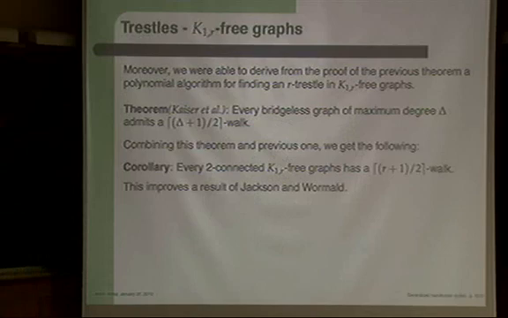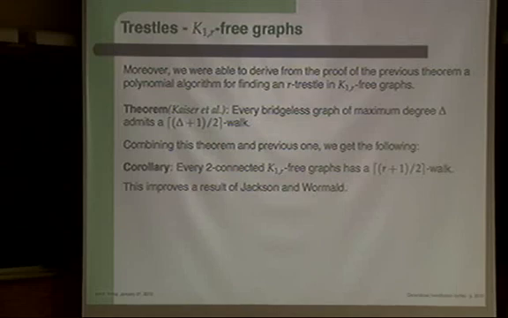And that's my last slide, on the connection between trestles and walks. First, when we proved the previous theorem, we were able to derive a polynomial algorithm from it. So in K_{1,r,3} graphs, we are able to find an r-trestle in polynomial time. In general, it's NP-complete, but if it's K_{1,r,3}, it's good, we can find it.